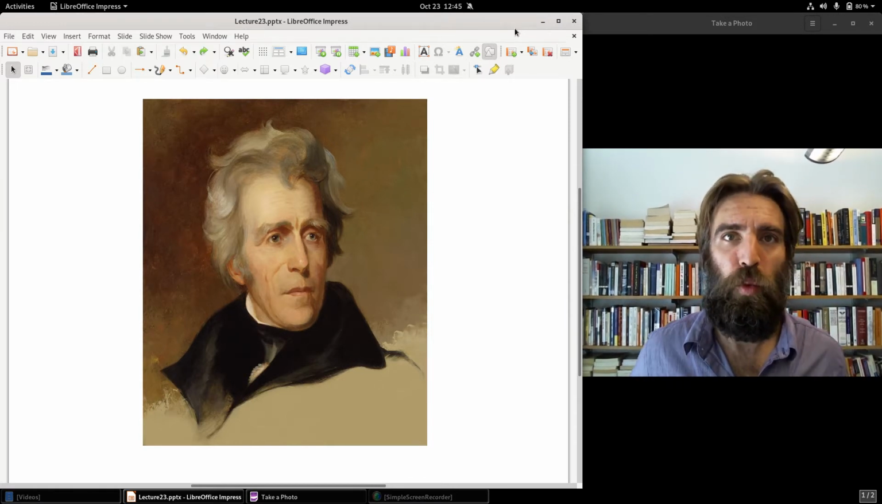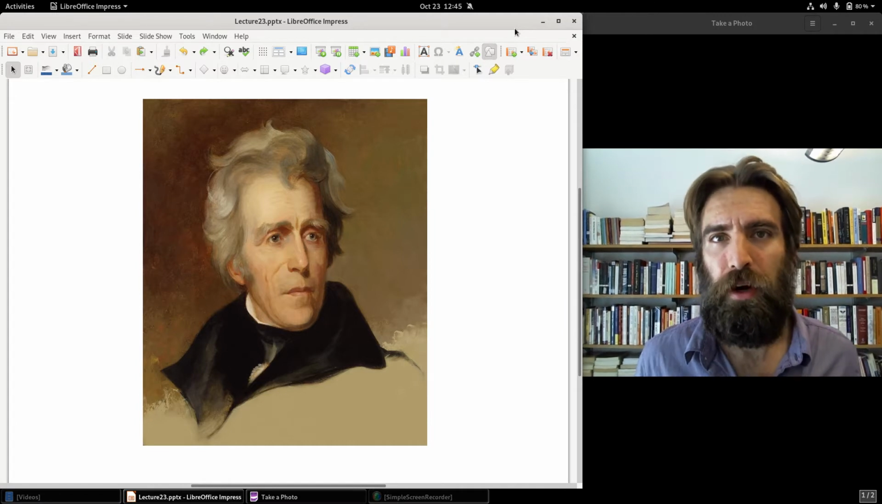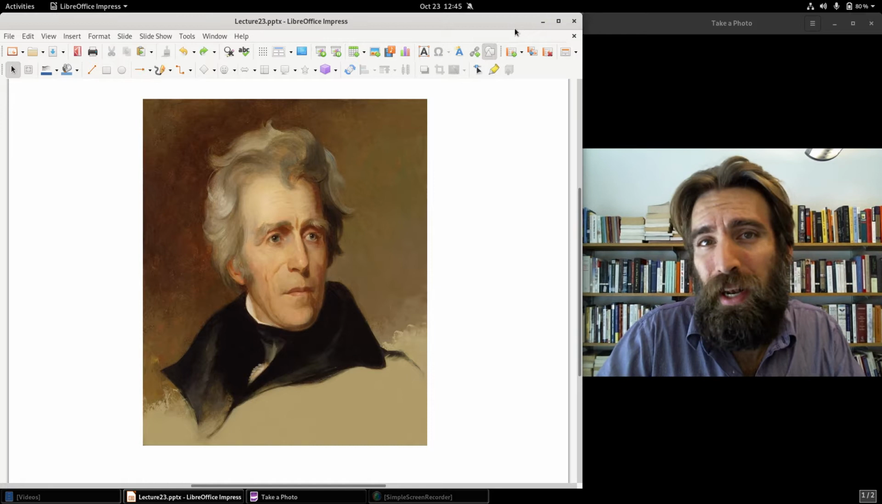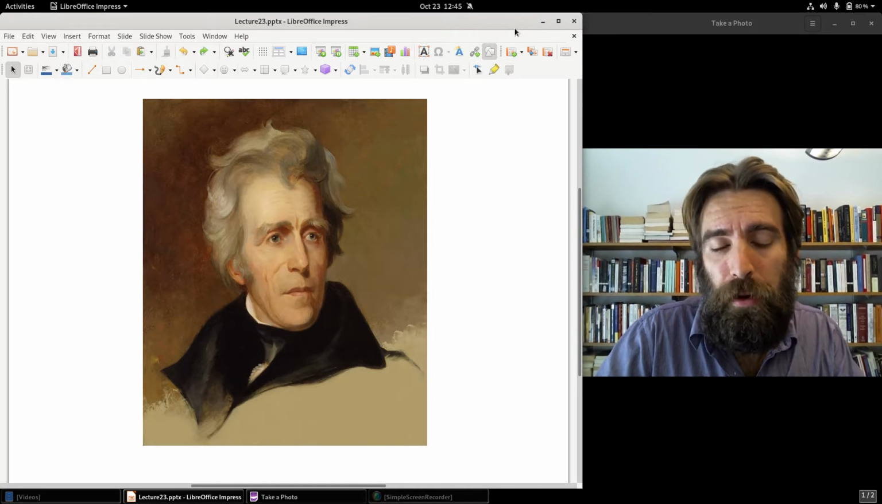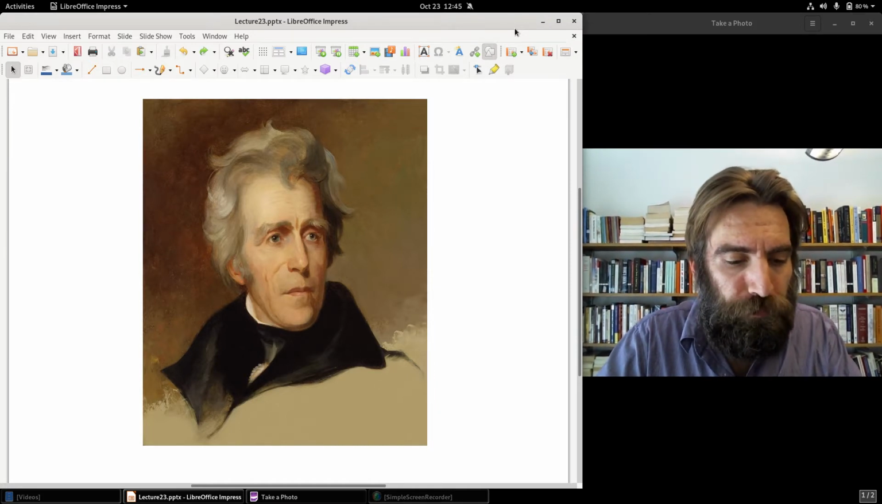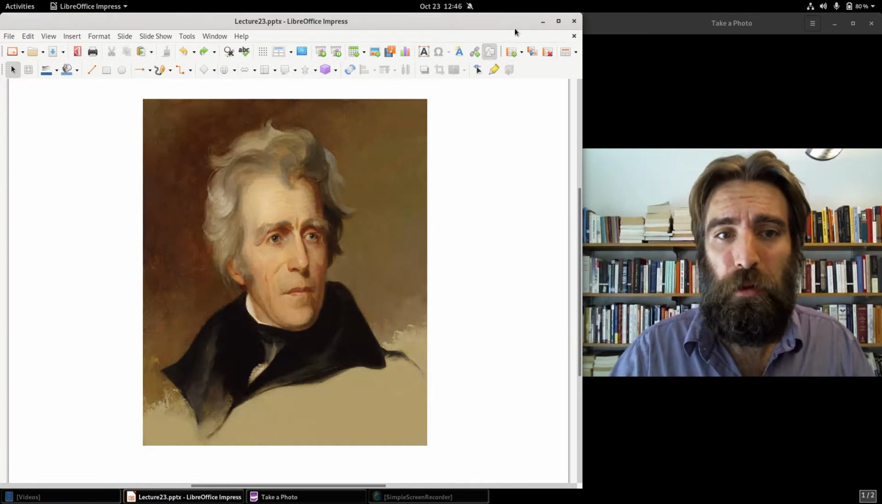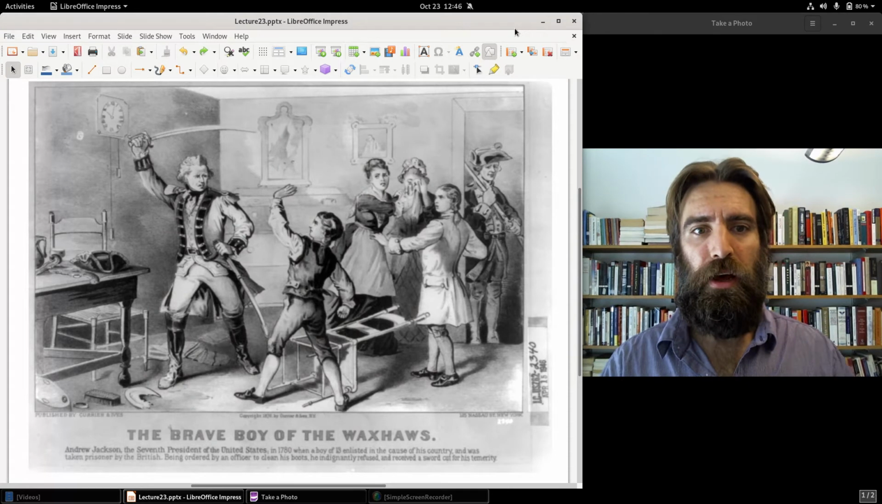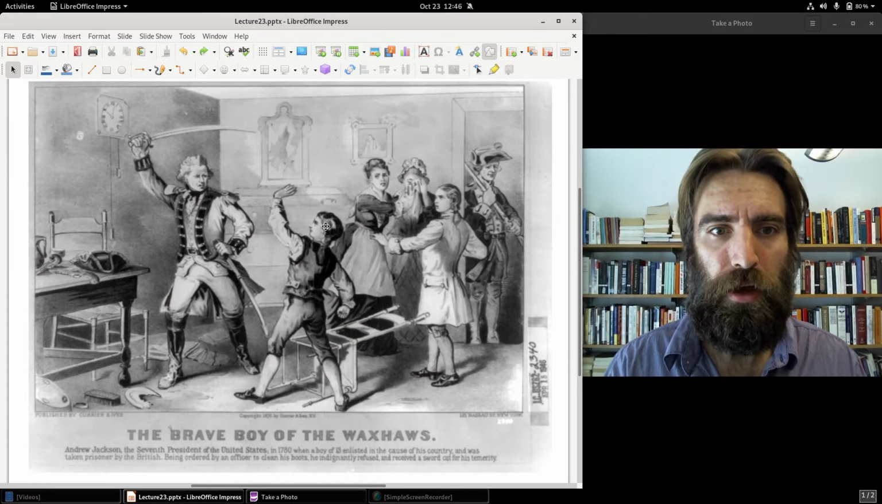Andrew Jackson was born in Waxhaw, North Carolina, to a very poor Scotch-Irish family in 1767. He was only 9 years old when the U.S. declared independence from Great Britain. He joined the militia as a messenger when he was only 13 years old. And there he is right there, young Andy.